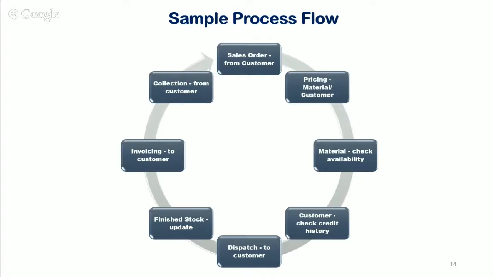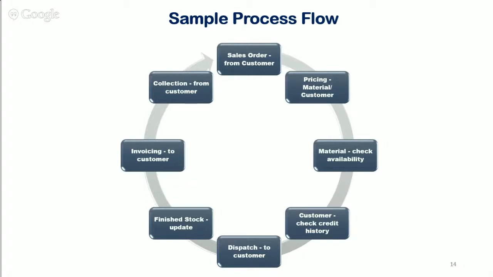Now this gives you a sample process flow of the sales cycle. It's important to know the cycle of the flow of the transactions pertaining to any specific area before you use CAATs. For example, in this case, you look at the sales cycle. There is a sales order from the customer, based on which you have the pricing of the material for the customer. We do a material check to check the availability of the materials. We also do a customer credit check to confirm whether you can provide credit to him.